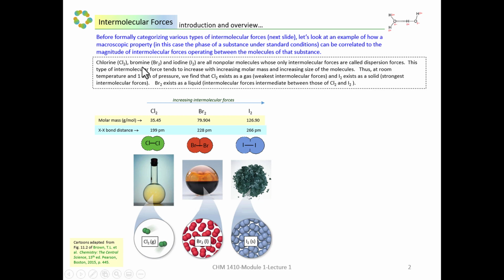These types of intermolecular forces, the dispersion forces, tend to increase with increasing molar mass and increasing size of the molecules. Let's look at the representations of these molecules. Here's the formula for a chlorine molecule. Here's its molar mass. Formula for bromine and iodine molecules. You can see bromine has a larger molar mass than chlorine. Iodine has the largest molar mass.